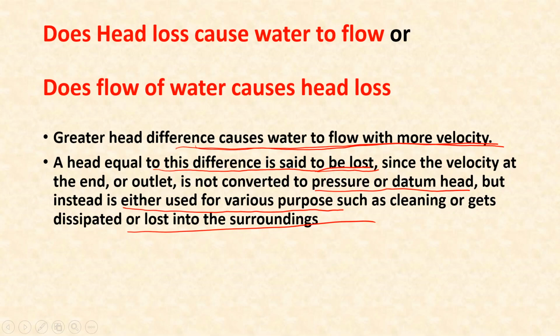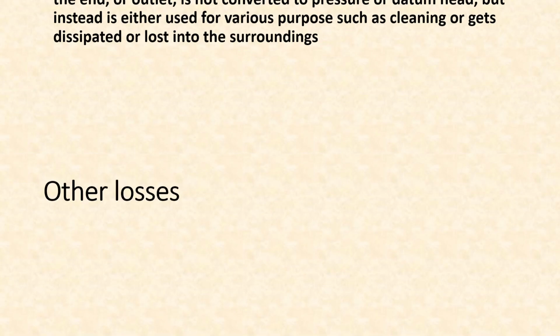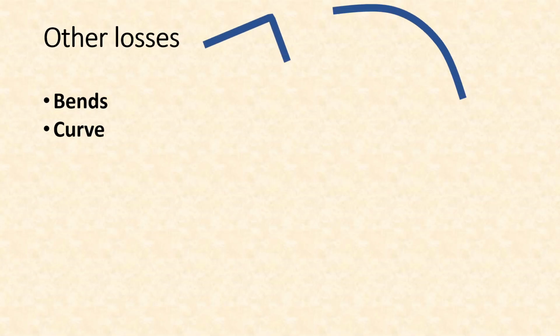Now these are two losses that we have discussed: loss because of friction with the pipe boundary and loss because of this velocity, which we generally do not restore. There are some other kinds of losses as well. For example, losses in bends and curves. When the pipe is bent like this or it has a curve like this, the flow will have to spend some more energy in overcoming these kinds of obstacles or disturbances in the flow path, and some additional turbulence, some additional friction will appear here, so some more head will be lost. These are called minor losses.